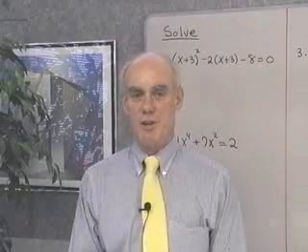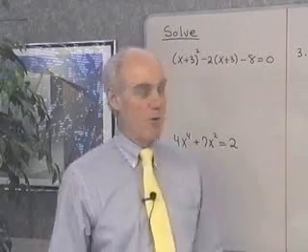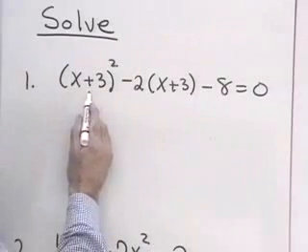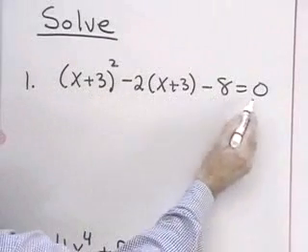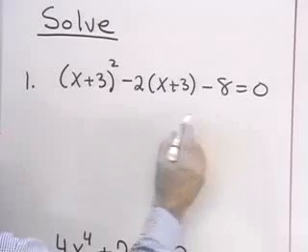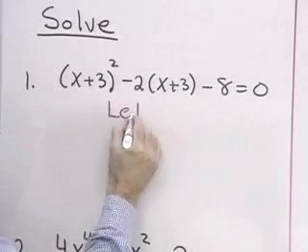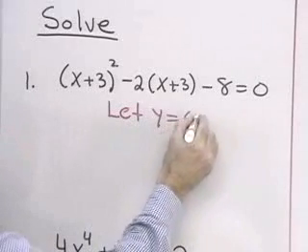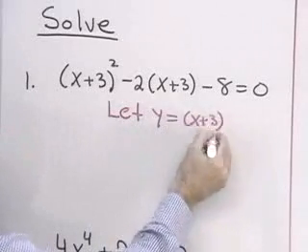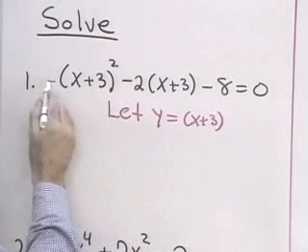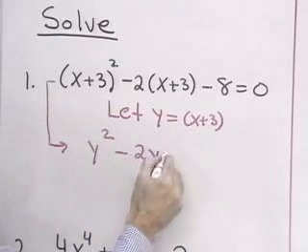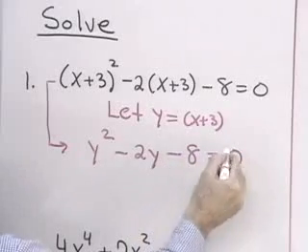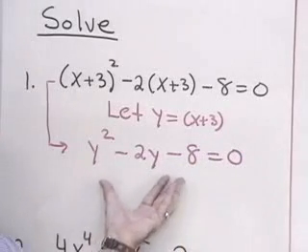The equations we're going to solve next are equations that are quadratic in form. The quantity x plus 3 squared minus 2 times the quantity x plus 3 minus 8 equals 0 is quadratic in form, and we can see that if we let y equal x plus 3. If y is equal to x plus 3, then this equation becomes y squared minus 2y minus 8 equals 0. And as you can see, this is an equation that's quadratic.